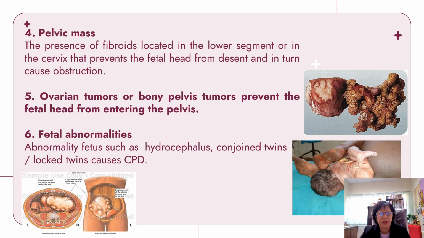Number four, pelvic mass. The presence of fibroids located in the lower segment or in the cervix prevents the fetal head from descending and in turn causes obstruction. Number five, ovarian tumors or bony pelvic tumors prevent the fetal head from entering the pelvis. Number six, fetal abnormalities, such as hydrocephalus and conjoined twins, also cause cephalopelvic disproportion.